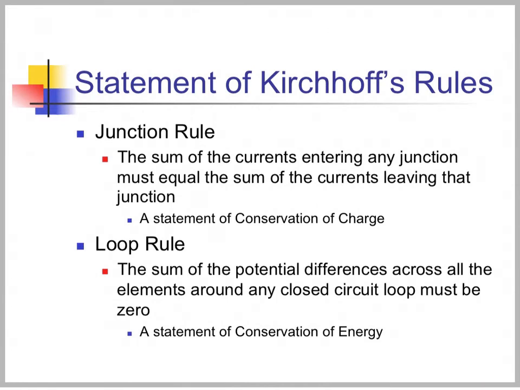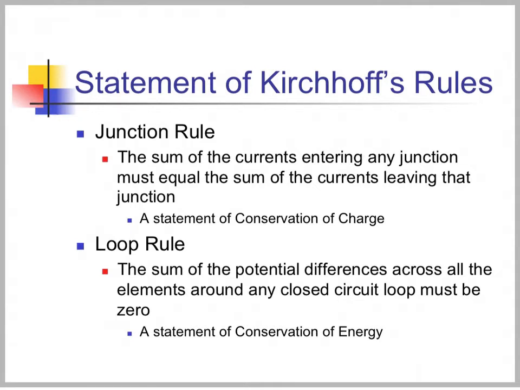So the two rules start with the junction rule. The sum of the currents entering any junction must equal the sum of the currents leaving the junction. It's a conservation of charge. Whatever goes in has to come out. I can't build up charge or deplete charge in a junction.